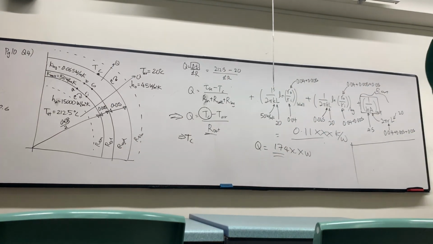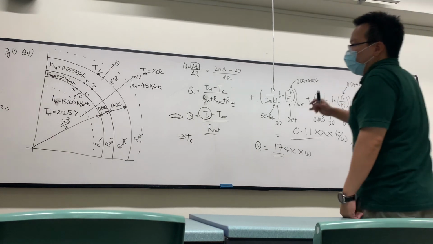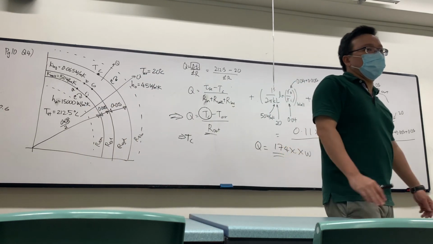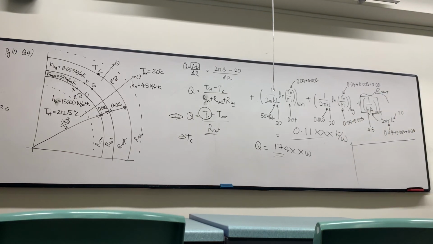I'm stressing again, if you don't understand what I just said, you waste your time. This is really important. Besides practicing how to find TC, please go back and practice how to find TA and TB. You should be able to find any interface temperature. This should be within your skill set. Every single temperature should be found.